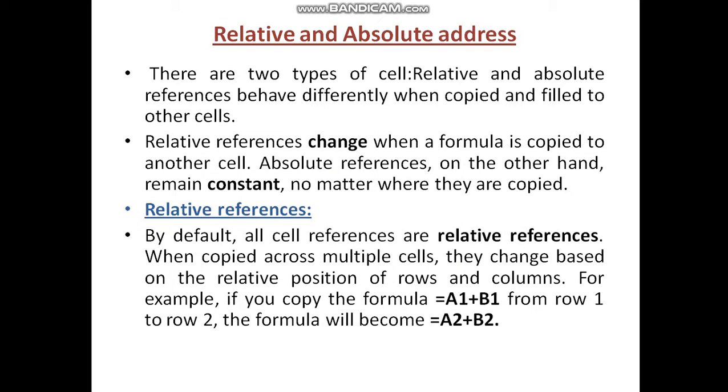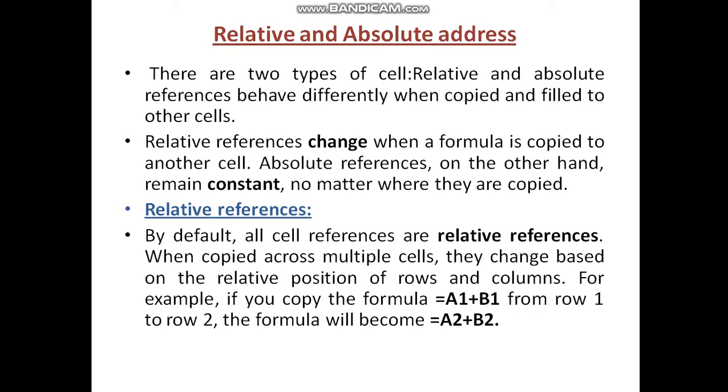Next is relative and absolute address. There are two types of cell references. Relative and absolute references behave differently when copied and filled to other cells. A relative reference changes when a formula is copied to another cell. An absolute reference, on the other hand, remains constant no matter where it is copied. Suppose when you write a sum function, then automatically in the next cell the same function is followed using relative cells, but in absolute cells there is no change.